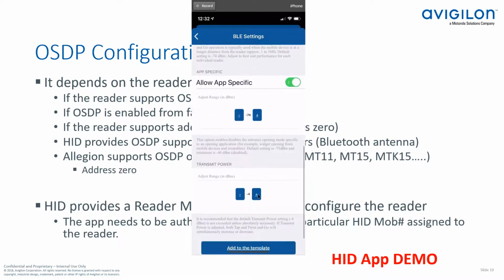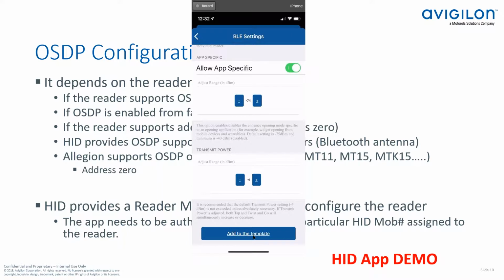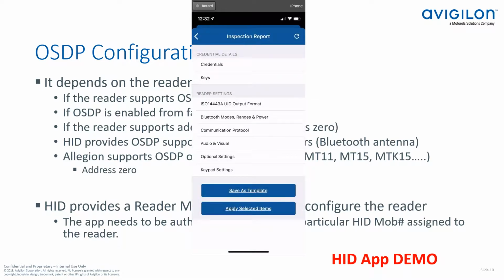Okay, and then it talks about range and power of that reader, and I can add this to a template. So I can create a template and save all those configurations. So if I'm doing this on multiple readers, then I configure one reader and then use that template to push that configuration to other readers. Okay, so I'm going to go ahead and get out of that.